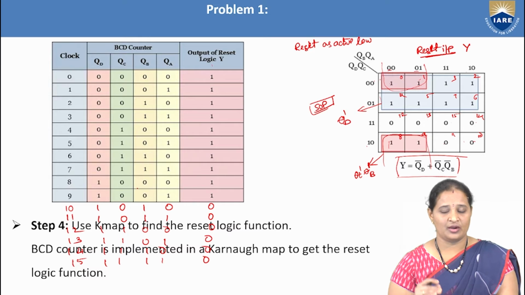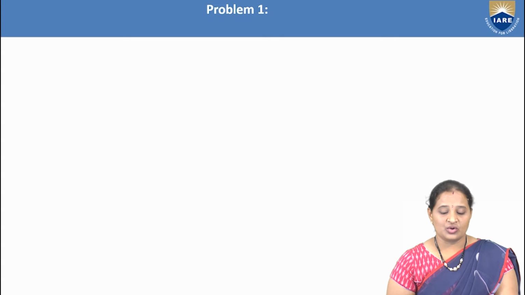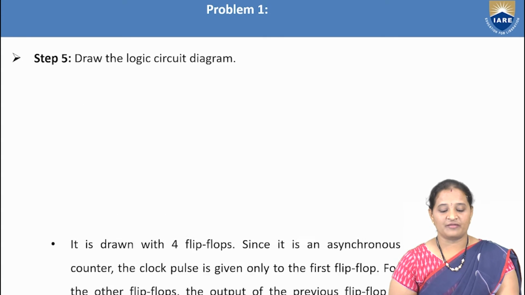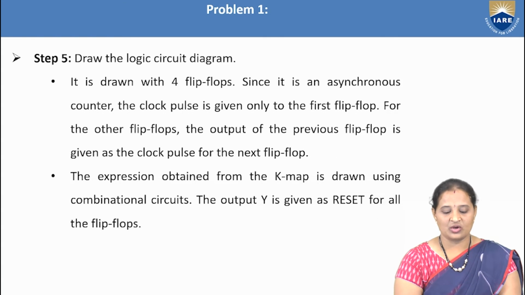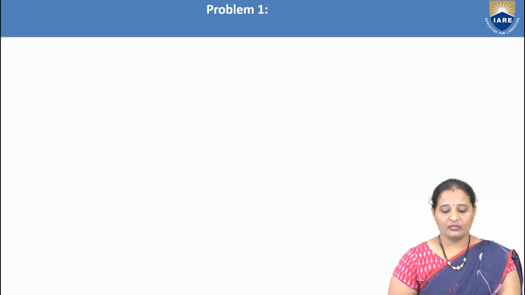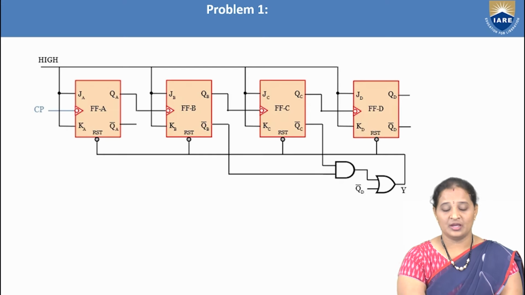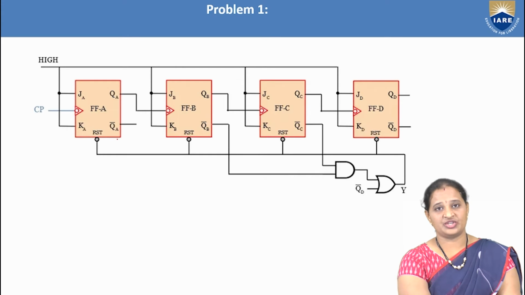That you know, and we have already discussed in the asynchronous counter. Right. So now I am taking the 4 flip-flops. Okay. So these are the 4 flip-flops here. And we have chosen JK flip-flop.